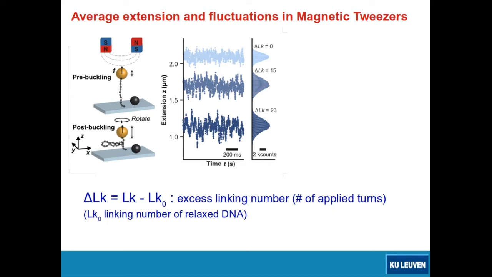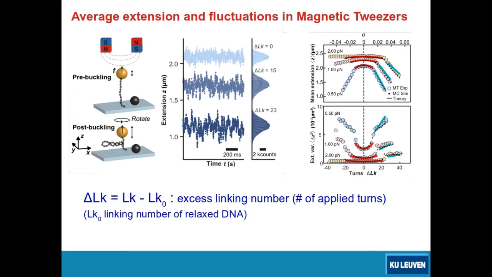In magnetic tweezers experiments, one measures Z, the extension of the molecule, which is the distance bead to surface, as a function of time and various parameters. The middle figure here shows some traces of extension versus time of bare DNA at a fixed force and three different linking numbers. When delta Lk is increased, the average extension drops, a well-known effect.